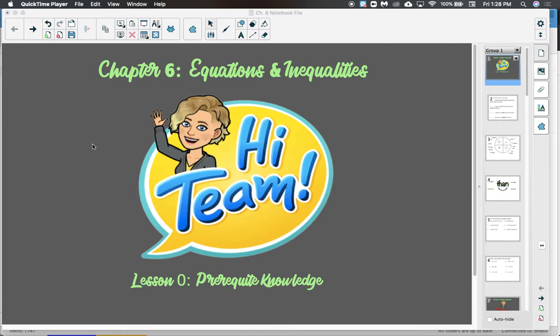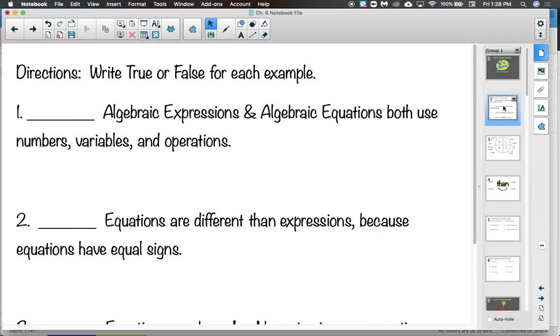Hey, 7th grade, here we are in Chapter 6. This is the first lesson. This is Lesson 0. This is always the prerequisite knowledge, the stuff that you need to have success in this chapter. So let's go through these questions from your notes and see how you did.